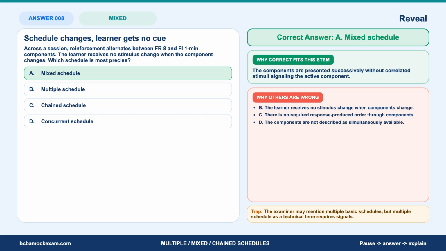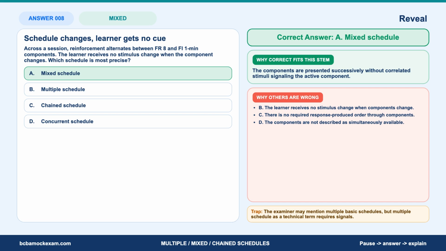The correct answer is A. Mixed schedule. Here is why it fits this stem. The components are presented successively without correlated stimuli signaling the active component. Now, check the distractors. For B, the learner receives no stimulus change when components change. For C, there is no required response-produced order through components. For D, the components are not described as simultaneously available.